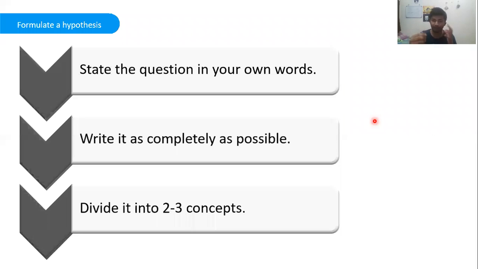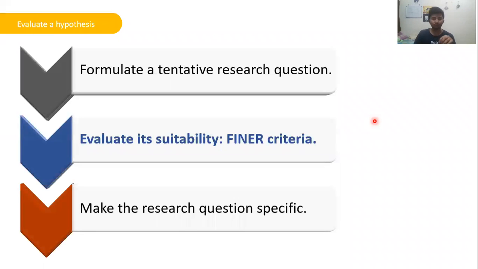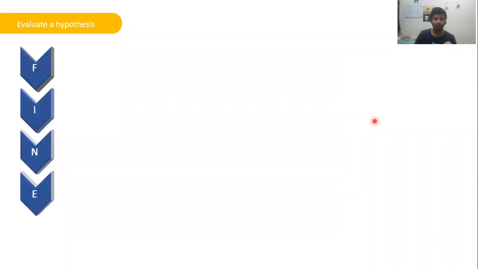And after that, you divide it in your mind into 2-3 basic concepts, which helps in evaluation, which we will discuss in a while: what evaluation is. So we come to how we evaluate its suitability by the FINER criteria. So we have this FINER criteria.